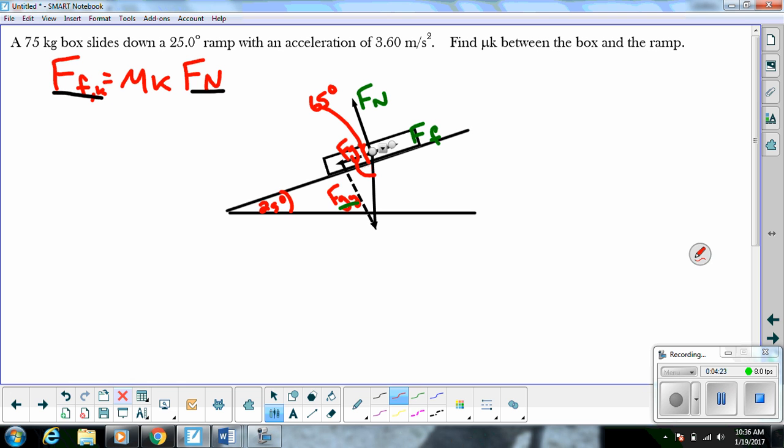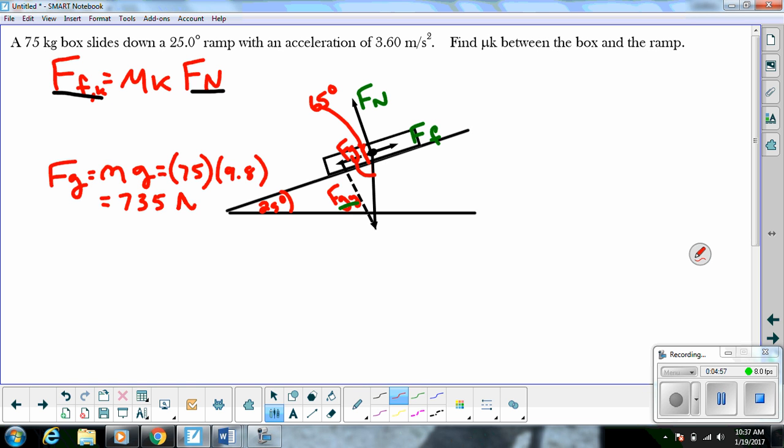So I'm going to first find the gravitational force so that I can eventually find the force of gravity in the y direction. And that's going to be the mass of the box times gravity, which will be the 75 times 9.8, which will render a value of 735 newtons.